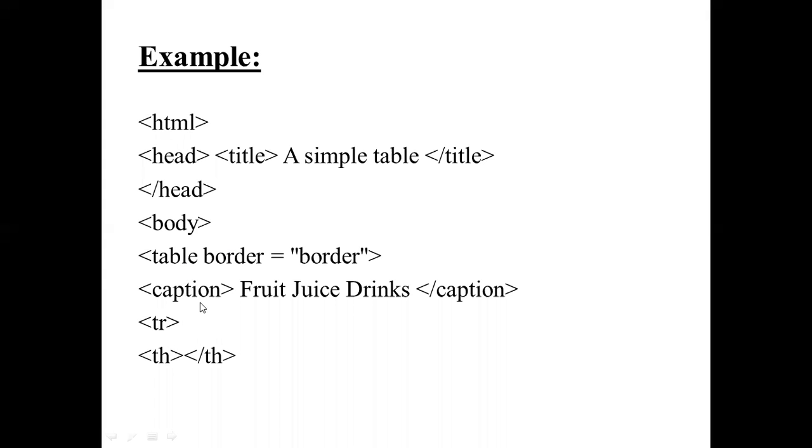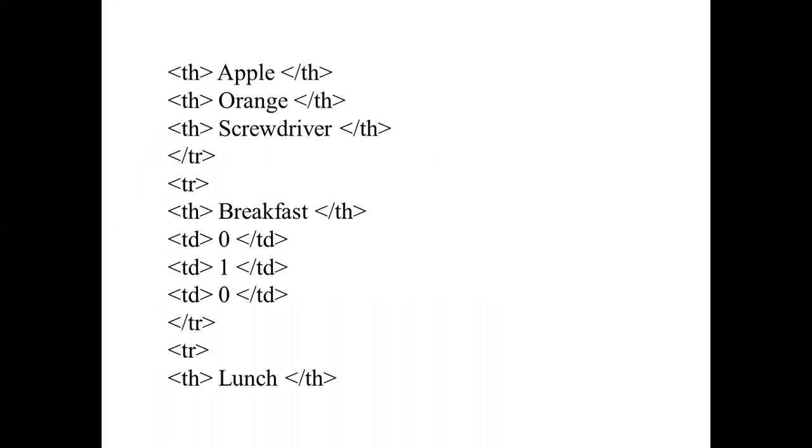Okay. Next, caption, that is here caption used to specify the title to the table. So the title of the table is fruit juice drinks. Okay. Next, first row. In the first row, we have apple, orange, screwdriver. First row.